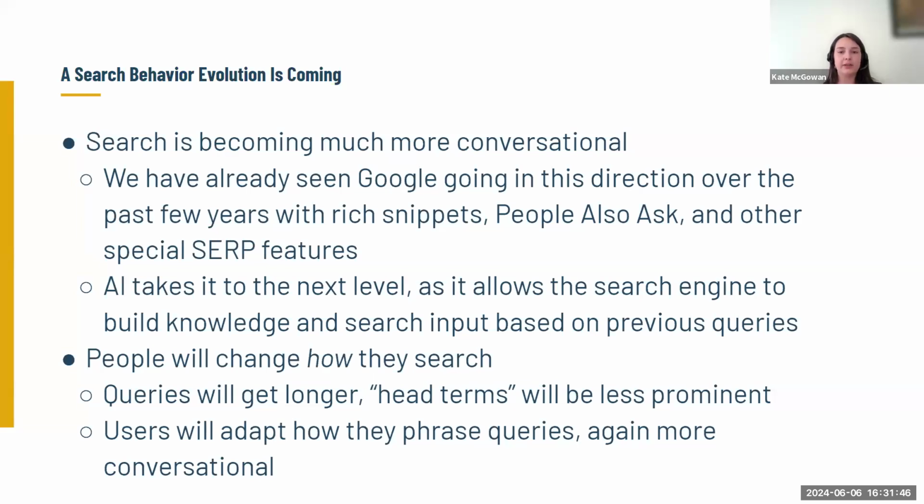So those short-tail head terms, we're predicting, may become less prominent. And users will adapt how they phrase queries, becoming more conversational or question-based. So that is something that we're going to be looking out for.